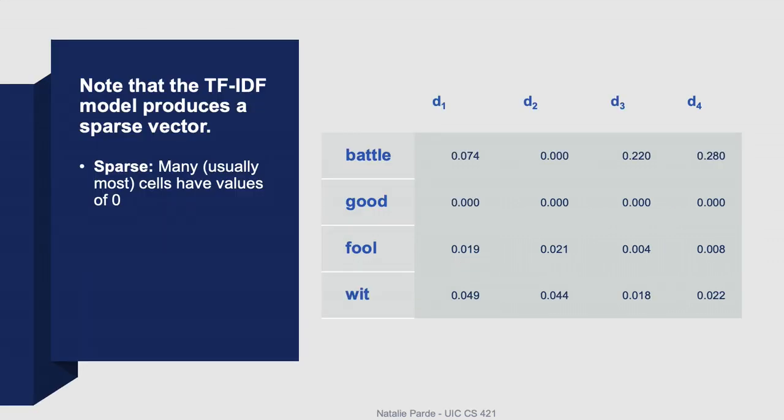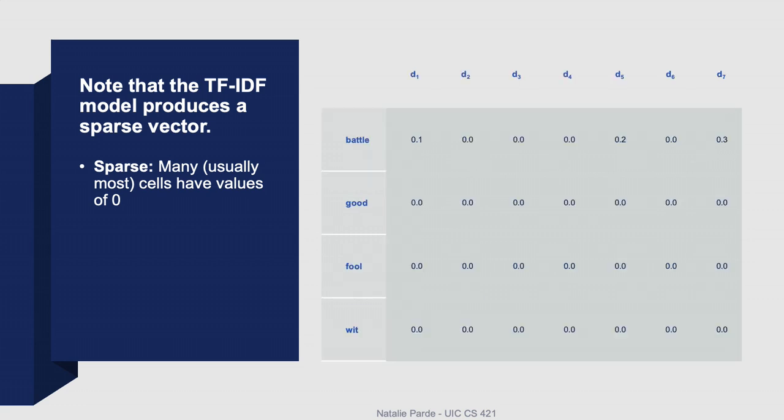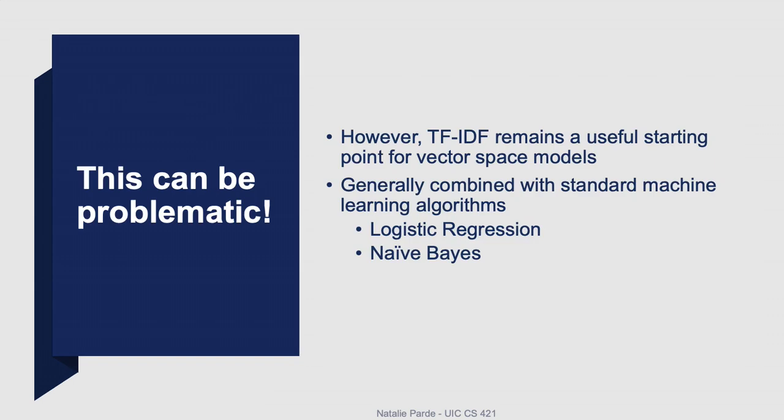Another thing to note with our Tf-Idf vector is that it produced pretty sparse representations. This would be even more obvious if we looked at the entire corpus, or even a larger subset of it, instead of just a subset of 4 documents. This can be problematic because it's often fairly challenging for machine learning models to learn effectively from sparse feature vectors. Despite this, Tf-Idf still remains a useful starting point for vector space models, and is often combined with classic machine learning models like logistic regression and naive Bayes.